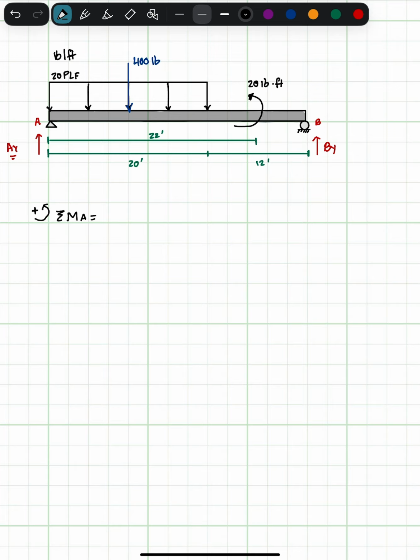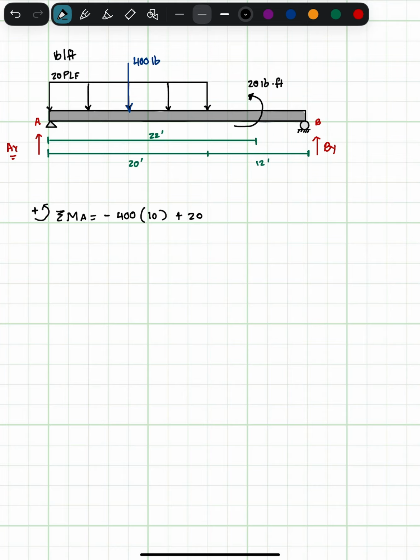So I'm going to do negative 400 times the distance. It's happening halfway. This uniform load is 20 feet, so half would be 10. It's happening 10 feet away. Now, I see this 20 pound foot, it's happening counterclockwise, so I'm going to count it as a positive moment. And it's already in moment form, pound foot, and that's the units it's going to stay in when you're summing the moments. That's what you're doing with this 400 pounds.